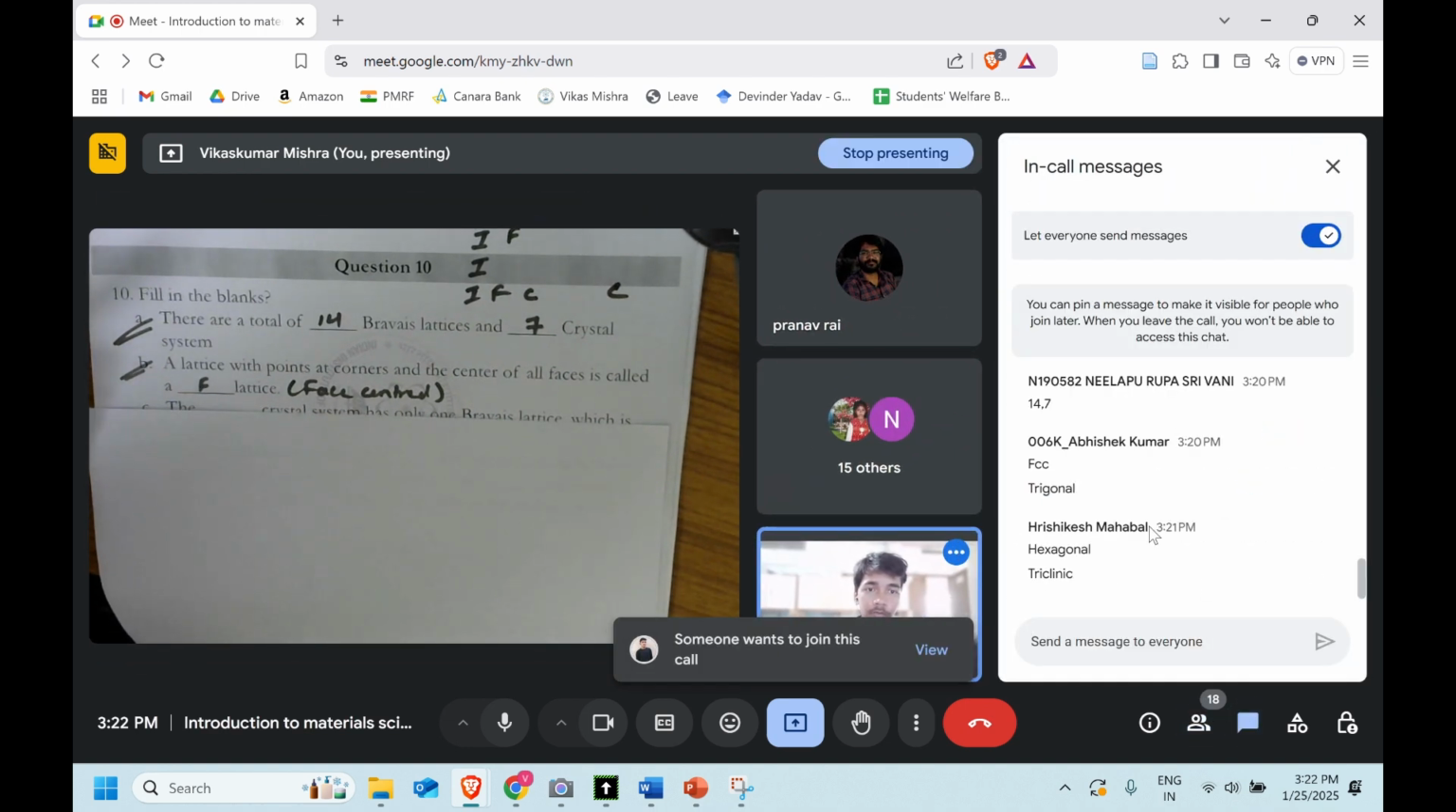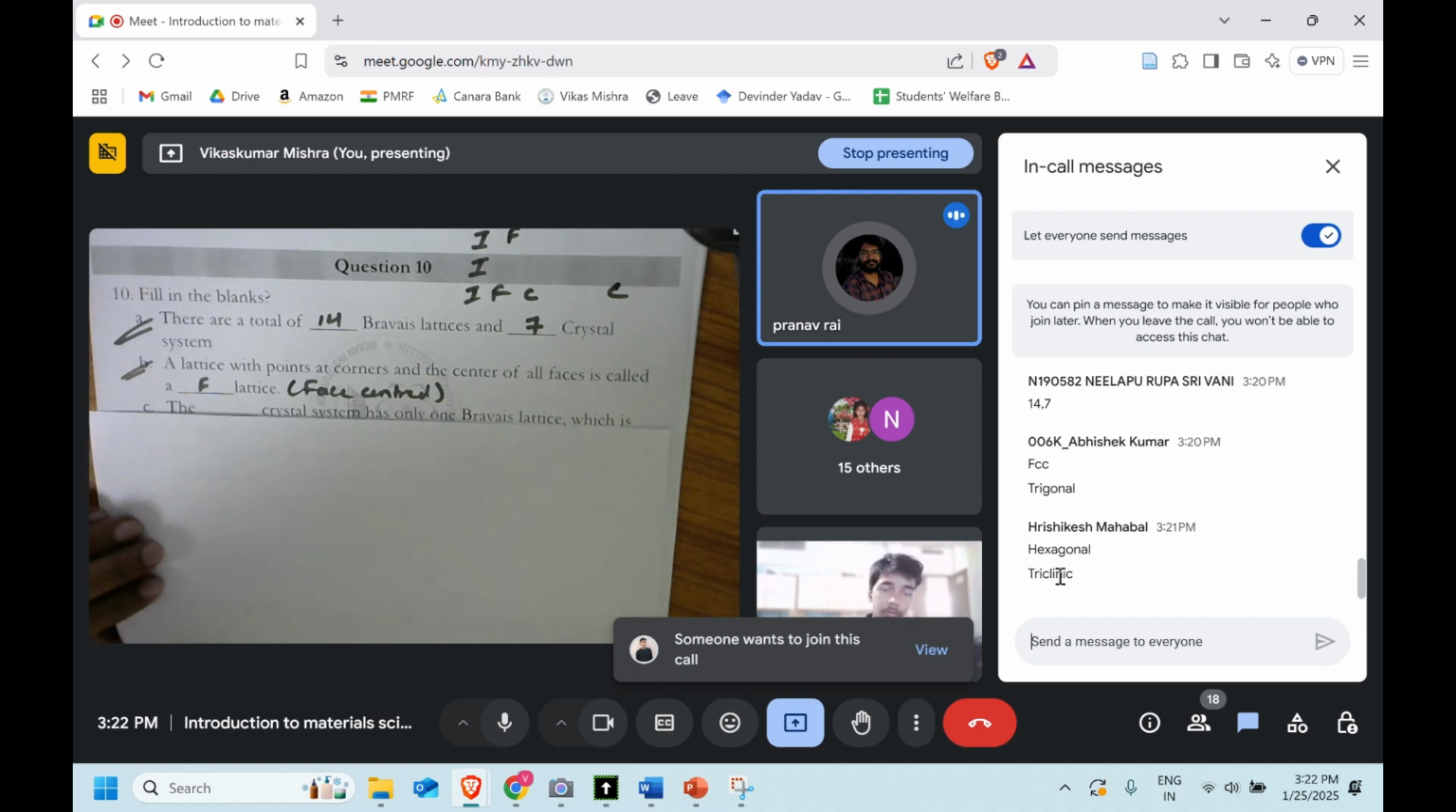Trigonal. Okay, Trigonal is also known as orthorhombic. Yeah, orthorhombic. So trigonal and hexagonal and triclinic, they are the same. Only hexagonal and triclinic will be the answer of this question. Trigonal will also be there.